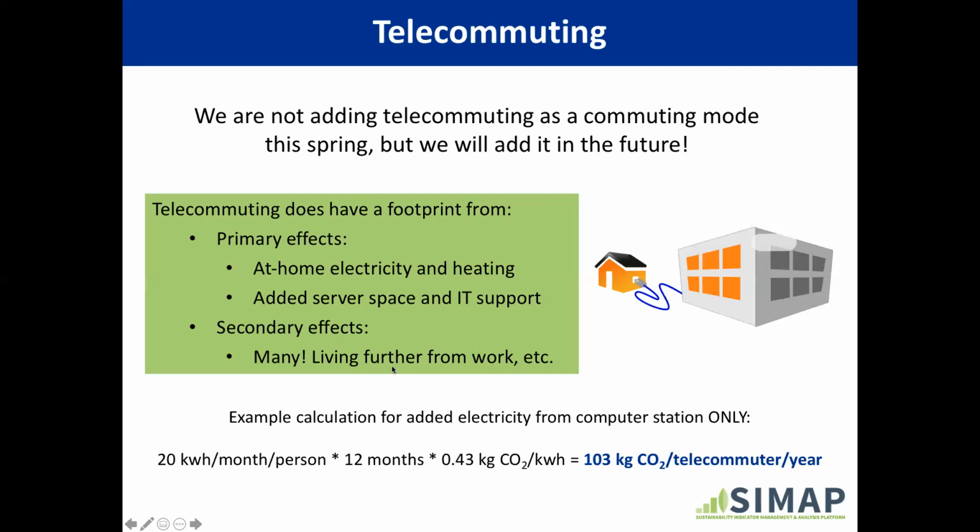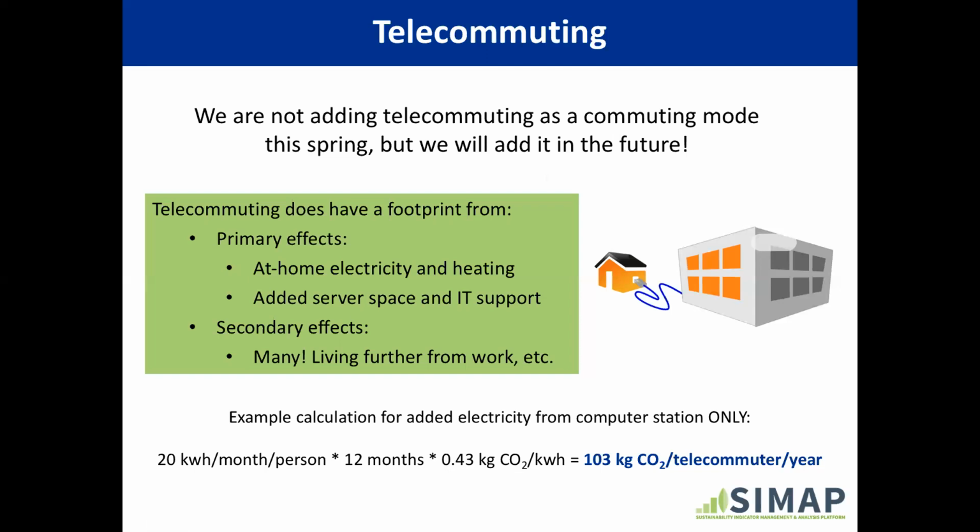It's about 1 kilowatt hour per work day. And so that would be 4 weeks, 5 days per week, 20 kilowatt hours per month per person. If you multiply that out by 12 months and a US average CO2 emissions factor, it'd be just over 100 kilograms of CO2 per telecommuter per year.